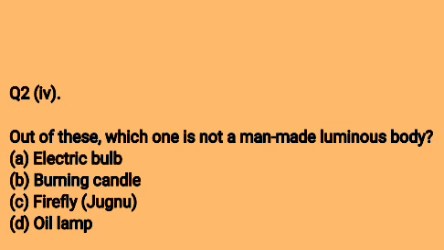So you have to write question number 2, part 4. Then you have to write, out of these which one is not a man-made luminous body, question mark. Then out of the 4 given options you have to write as an answer only the right option and the answer.